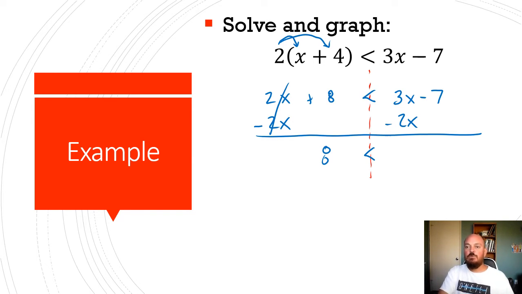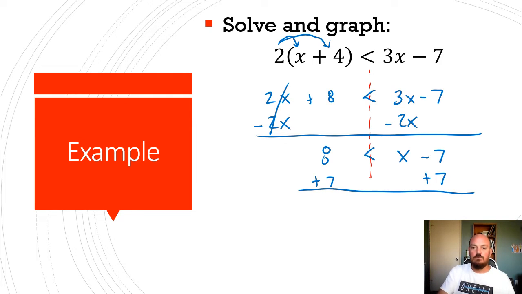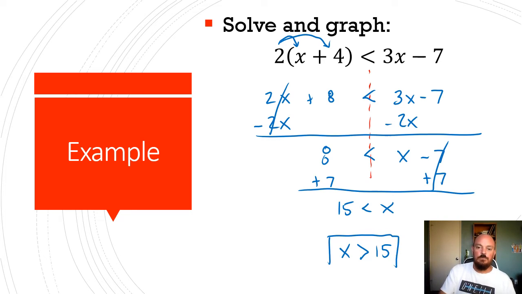Now 3x - 2x is 1x. I would probably just put x. I wouldn't even put the 1 there. And you still have the minus 7. Only one step left. Got to get rid of that minus 7. I'll use a plus 7 on both sides, of course. And we get 15 is less than x, which, again, we talked about this in part 1, it's kind of written backwards. Instead of saying 15 is less than x, I'm going to say x is greater than 15. So there's the solving part.